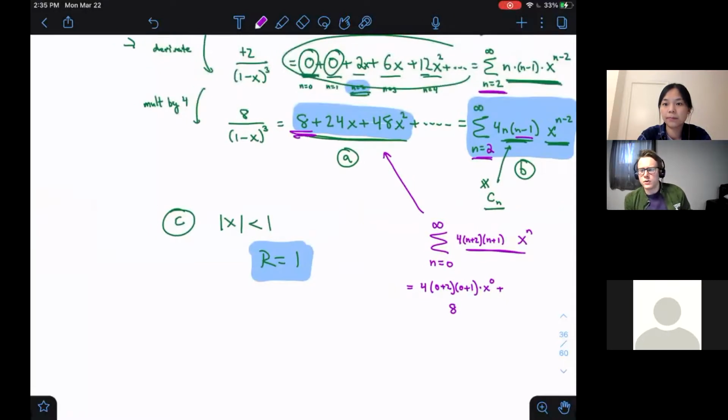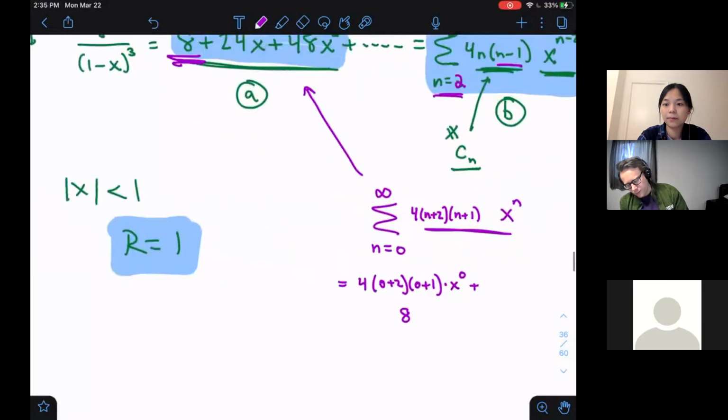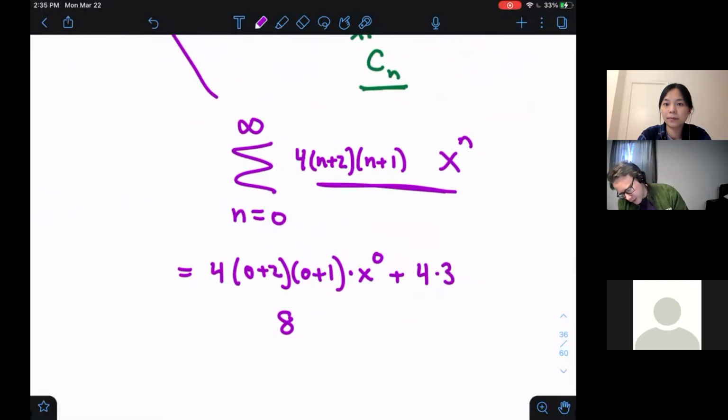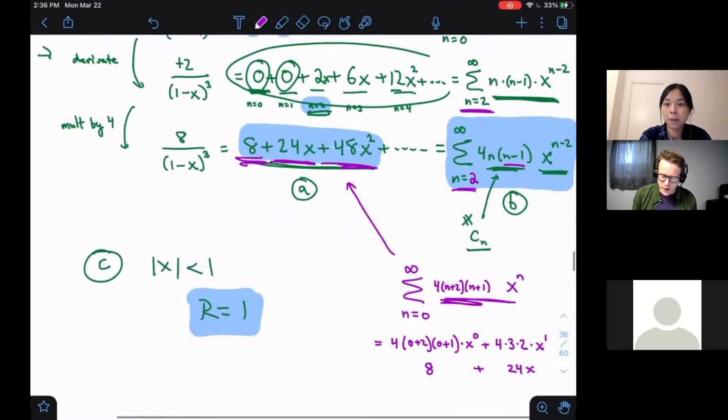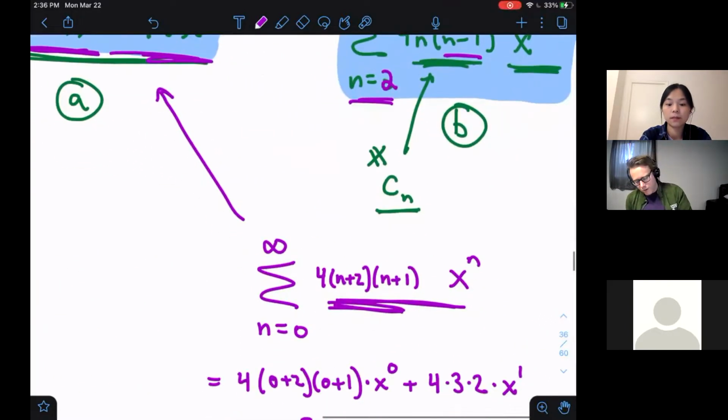What about if we do n equals 1? So I'd have 4 times 3 times 2 times x to the first power. That is, I'm plugging in 1 everywhere I see n. So 4 times 3 times 2 is going to be 24 x to the first power. Okay, that seems to be working out well. And we could even try n equals 2 and see that that works out just fine as well. So now this would be a way that you could rewrite it. This is really the coefficient that's next to x to the nth power.